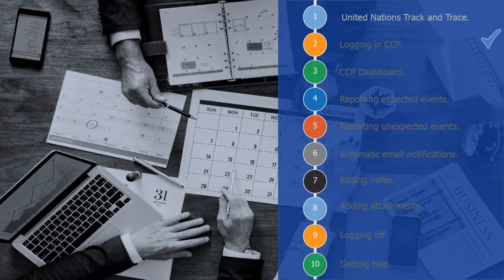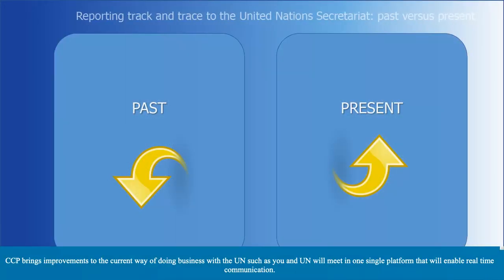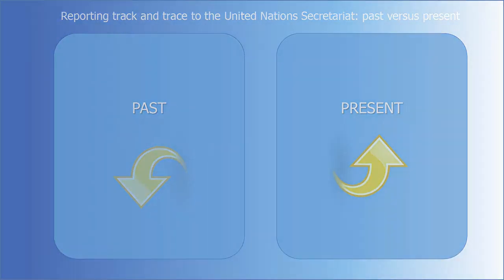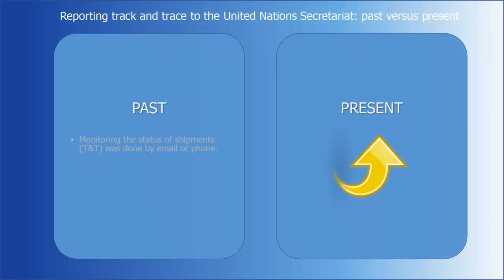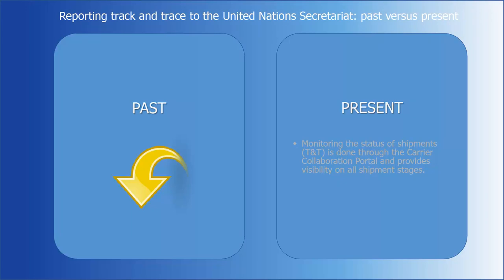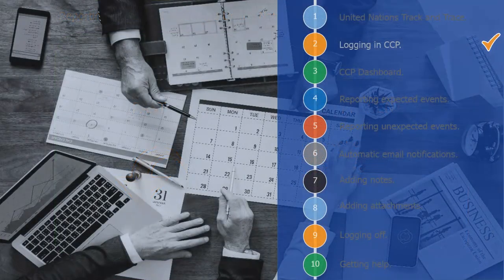Let's see the new tool for track and trace. CCP brings improvements to the current way of doing business with the UN, such as you and UN will meet in one single platform that will enable real-time communication. Let's see the past versus present related to the reporting track and trace to the United Nations Secretariat. In the past, monitoring the status of shipments, TNT, was done by email or phone. In the present, monitoring the status of shipments, TNT, is done through the Carrier Collaboration Portal and provides visibility on all shipment stages. Let's get started.